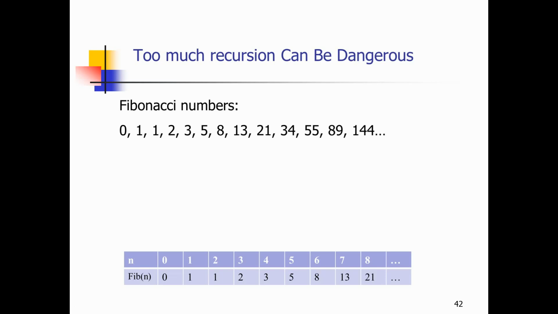So what is a Fibonacci number? A Fibonacci number is defined as starting with a value of 0, then the next one is going to be 1. And then the next value will be the sum of the previous two values. So you can see that the third value is the sum of the first one and the second one, which is 0 plus 1, still 1.